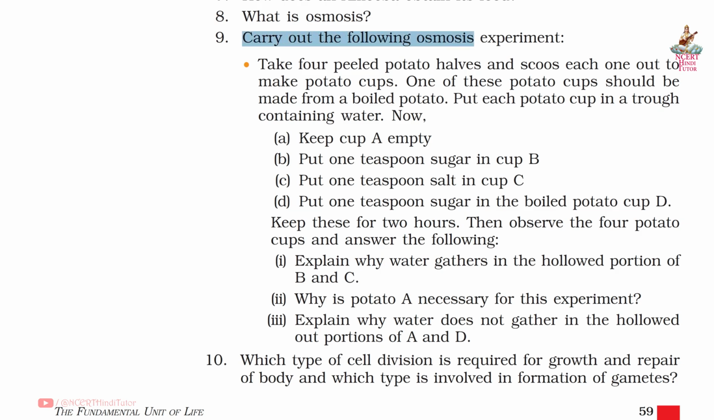Question 9. Carry out the following osmosis experiment. Take 4 peeled potato halves and squeeze each one out to make potato cups. One of these potato cups should be made from a boiled potato. Put each potato cup in a trough containing water.